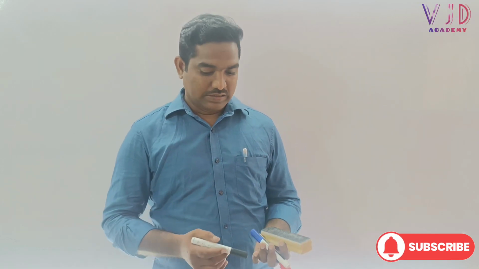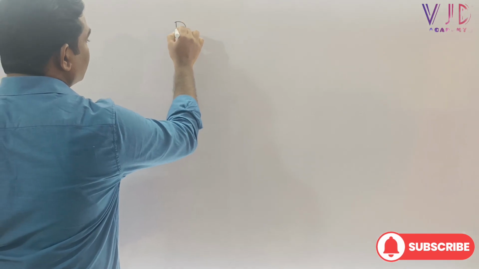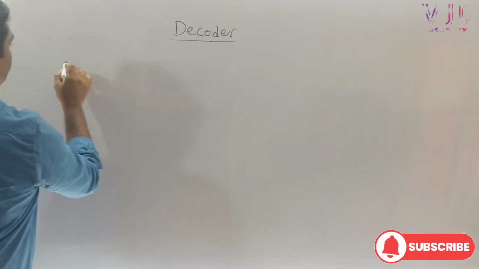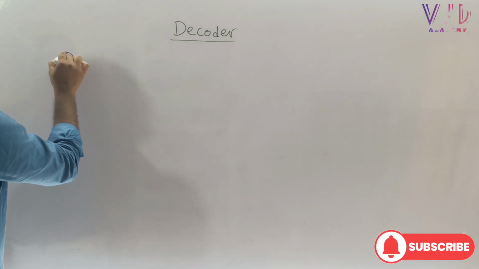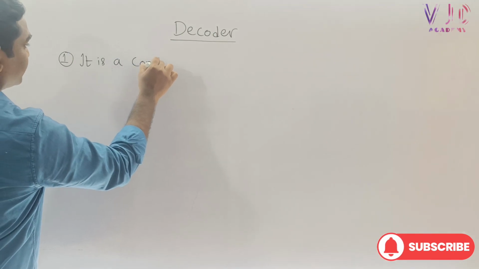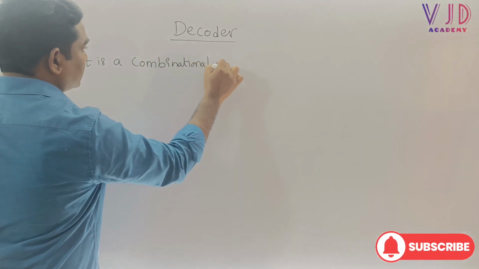Now let us make a heading. Take down: decoder. First point, let me write it as it is: a combinational circuit. It is a combinational circuit.